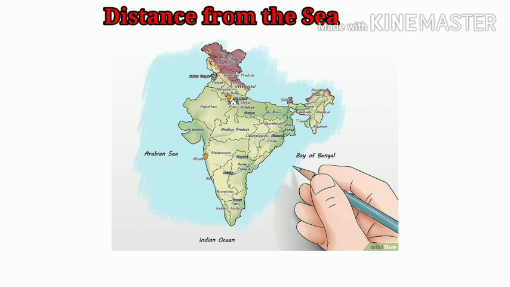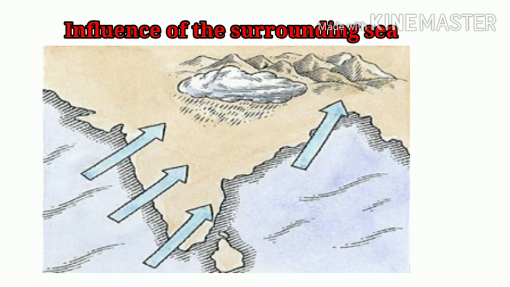Now, after distance from the sea, let's come to the influence of the surrounding seas. Within those areas which are just nearby the seas, what kind of influence is there which changes the climate of that region? India is flanked by three water bodies, as you know very well: the Indian Ocean, the Bay of Bengal and the Arabian Sea. You can see them on your screen. These influence the climate of India.